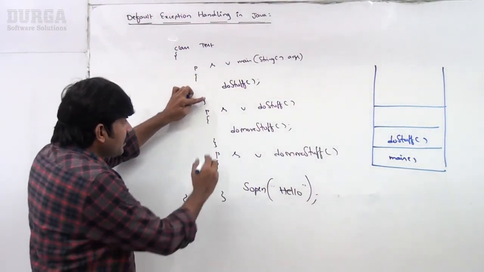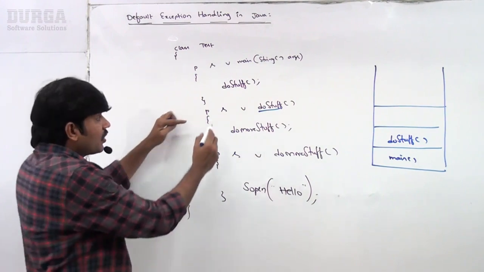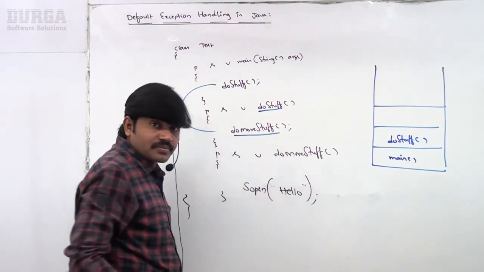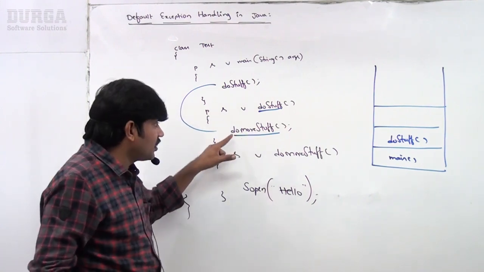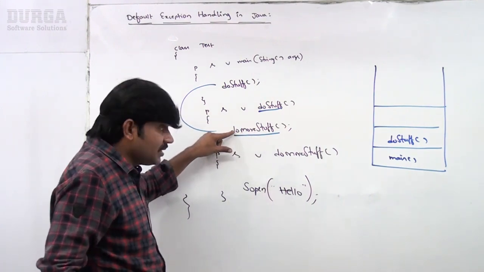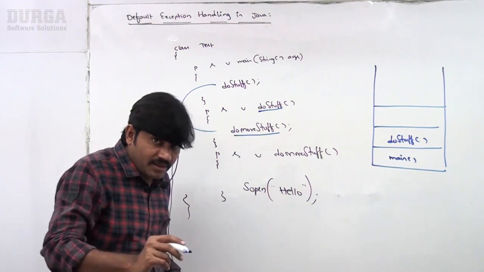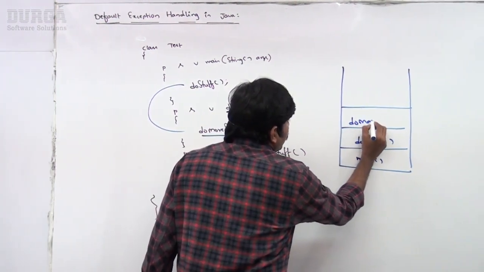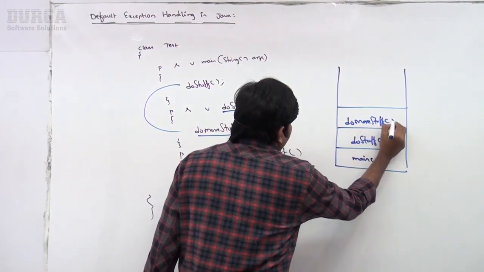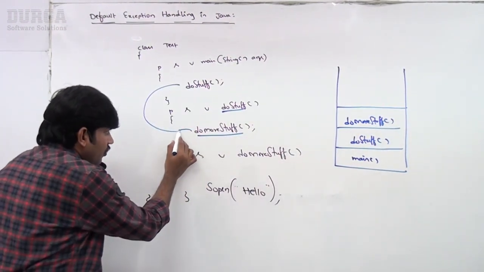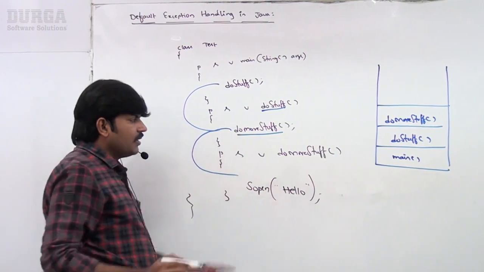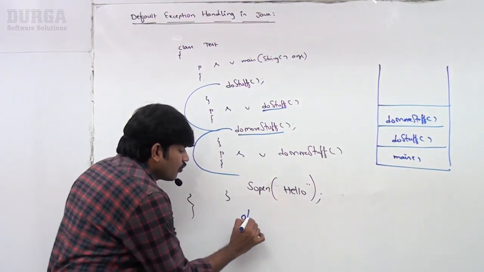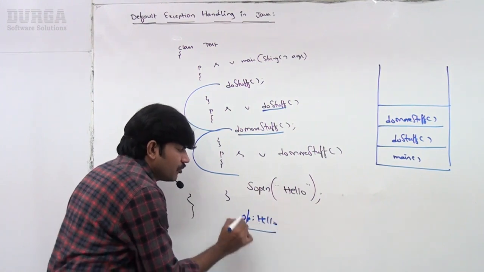Next, the control came to doStuff. Inside doStuff, it is calling doMoreStuff, which is another method call. For every method call, JVM will add one entry. That's why here doMoreStuff. Now the control came inside doMoreStuff, SOP of Hello. That's why the output we are going to get is Hello.